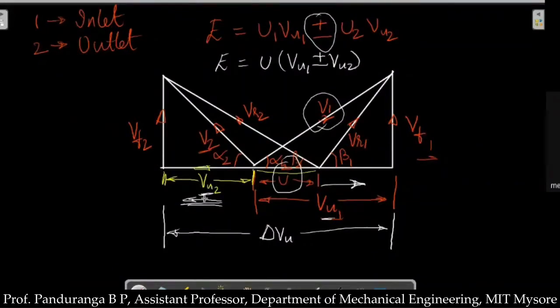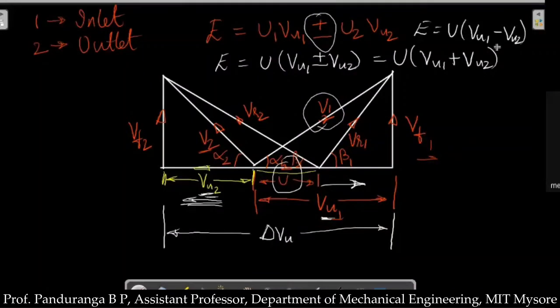This is applicable only when VU2 is in the opposite direction of VU1. In that case, the energy equation can be written as U into (VU1 plus VU2). If both are in the same direction, then we have to write energy equal to U into (VU1 minus VU2).